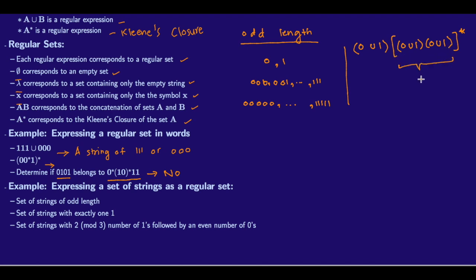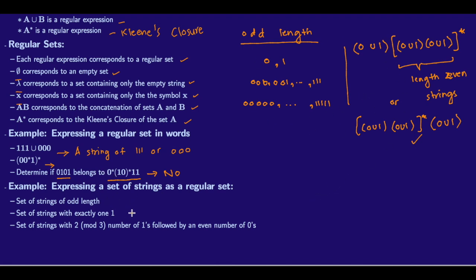So this is length 2, not length 2, even length strings. So it should be like even length strings. So then this is even length strings preceded by a 0 or a 1. And actually you can put this 0 or 1 at the end as well. So you can also say 0 or 1, 0 or 1, and then 0 or 1. This is also correct. So this is about odd length strings.